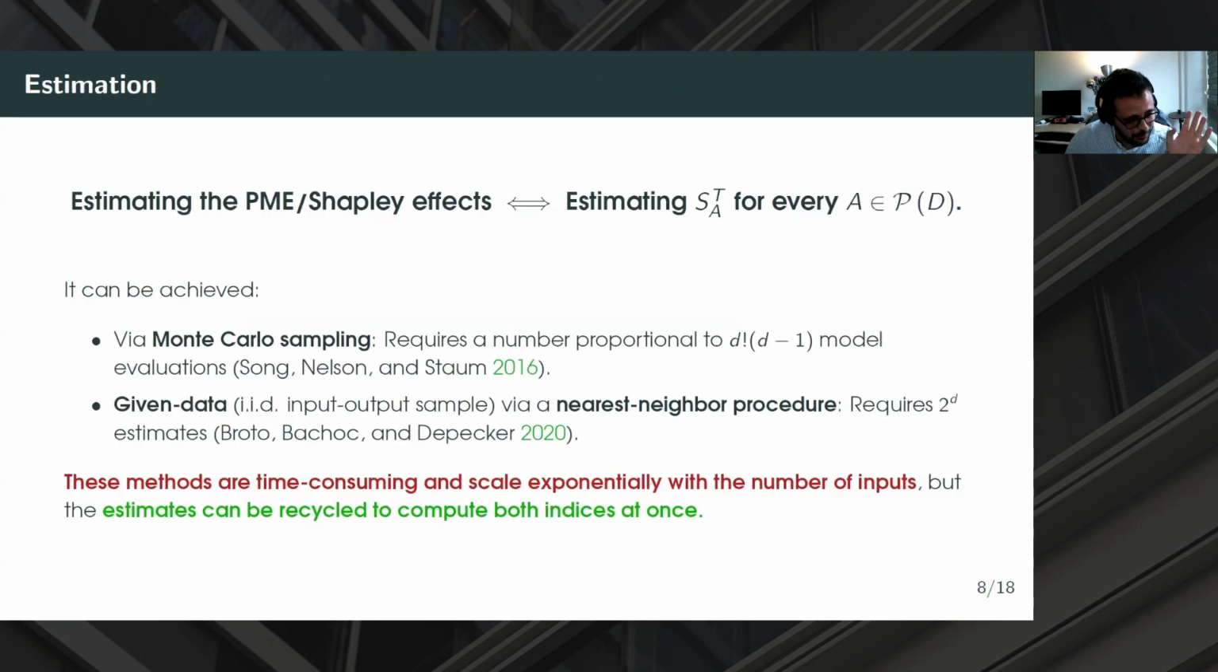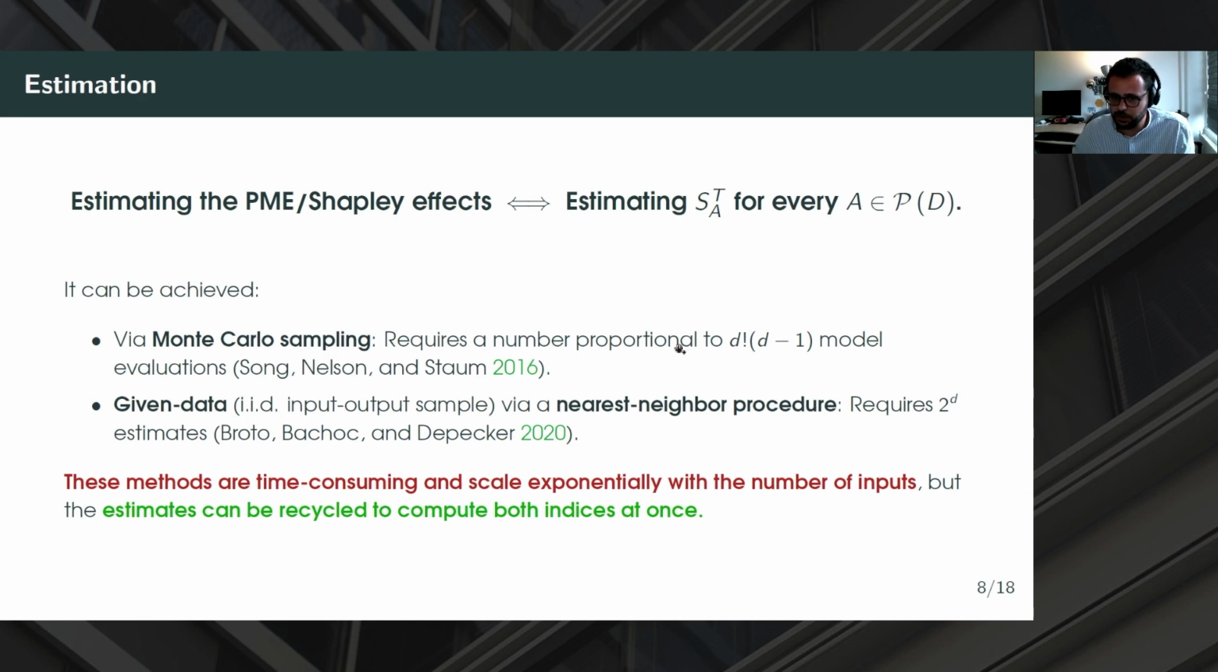Now I'm going to go really quick on the estimation, but the main thing is that it takes a long time. We need to estimate the value function for every possible coalition, so there are 2 to the power of d of them. This is a problem that grows exponentially with the number of inputs. There are basically two ways to do it. The first one is using Monte Carlo sampling, and it requires being able to sample from the inputs distribution and every possible conditional distribution of the inputs.